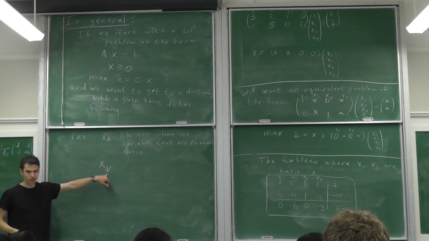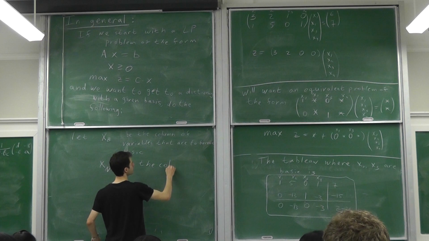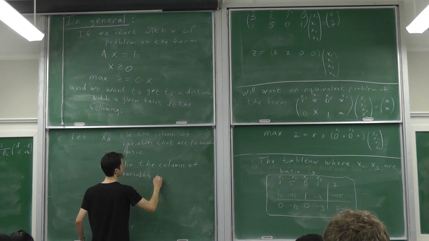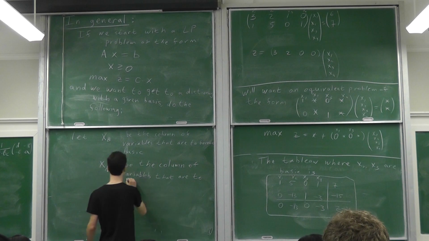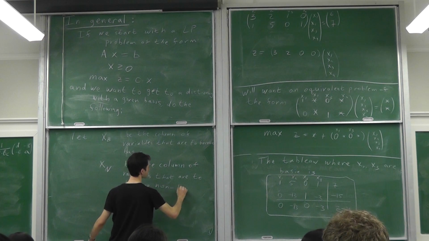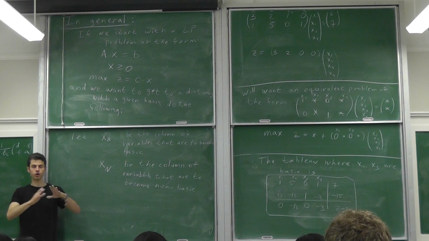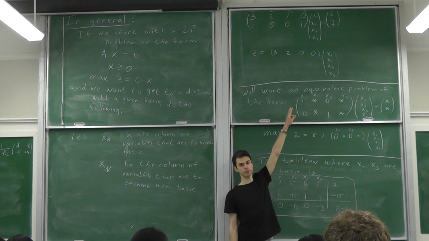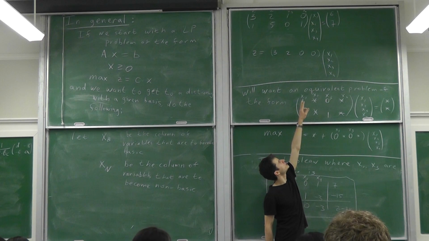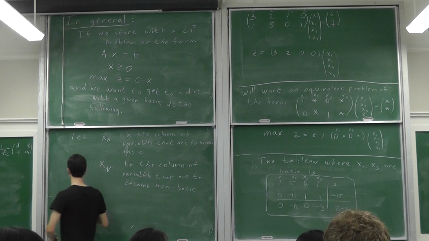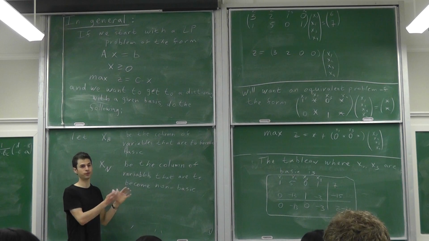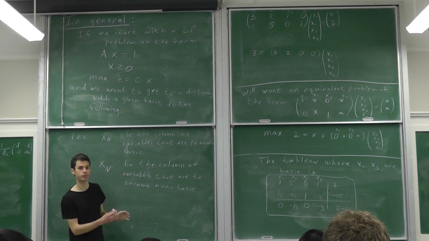Let's say xn, non-basic, be the column of variables that are to become non-basic. So I'll separate all the variables into two types. Ones which we want to make basic, and the other ones which we want to make non-basic. In this example, xb will be the vector which consists of x1, x3, and xn will be the vector which consists of just x2, x4. Also, I'll separate the original matrix A into two parts. One which consists of coefficients of the basic variables, and one which consists of coefficients of non-basic variables.